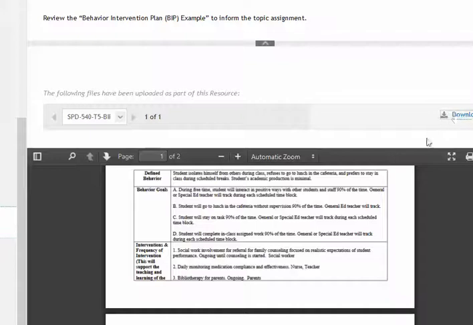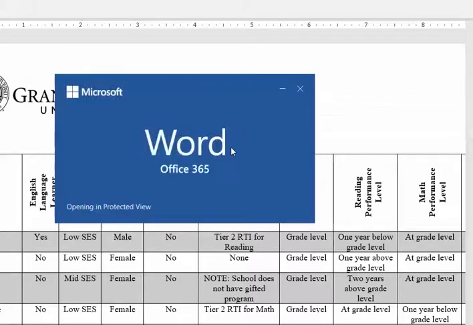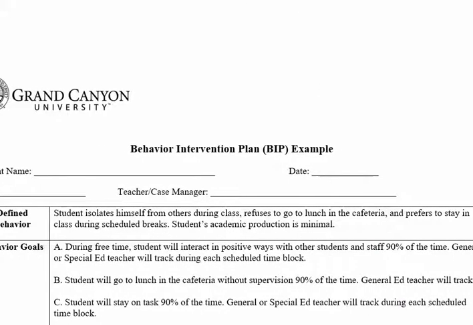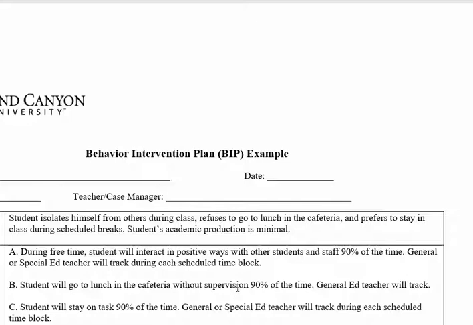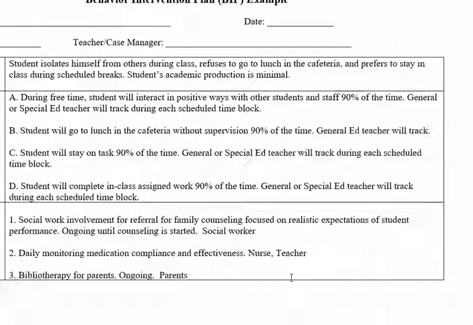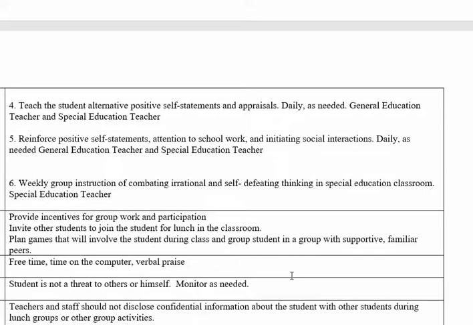Let me download this. It's important because if you don't write your goals out correctly, you're going to lose points on it. And you should know how to write goals. You're all going to be teachers or you are teachers. It says here during free time, students will interact in positive ways and staff 90% of the time. 90% is measurable. Student will go to lunch without supervision 90% of the time. It's measurable. They're all measurable. And so anyhow, this gives you an example of what's taking place.